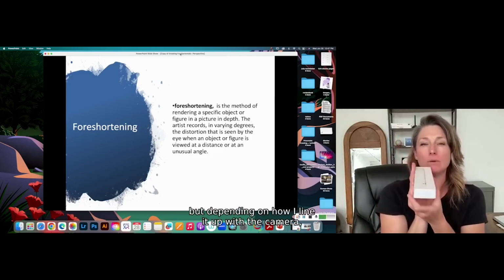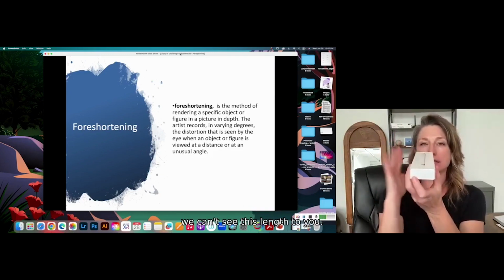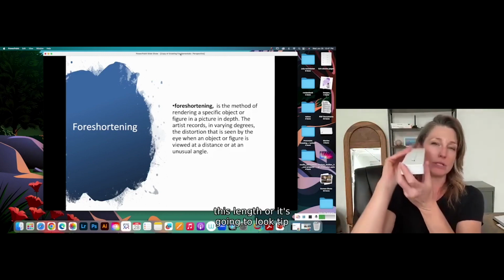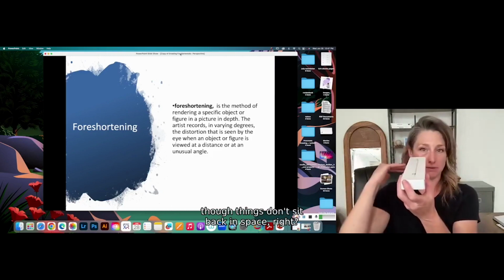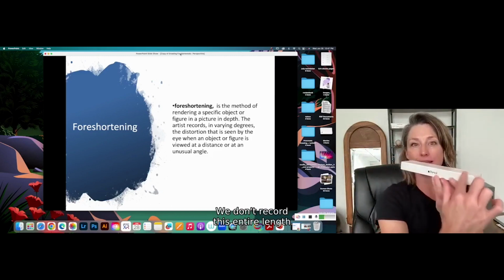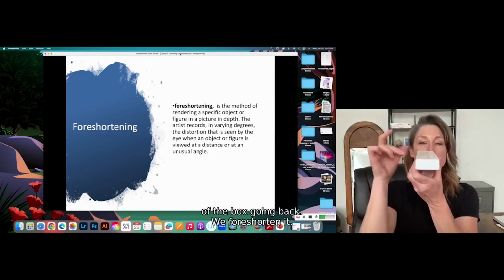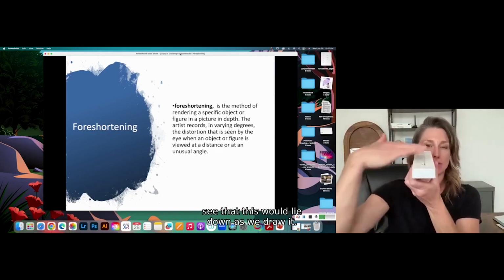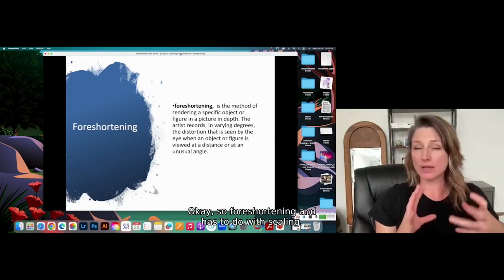But depending on how I line it up with the camera, we can't see this length. We're not going to record all of this length, or it's going to look tipped up or distorted, or as though things don't sit back in space, right? So there's a certain amount of foreshortening. We don't record this entire length of the box going back. We foreshorten it, we make it shorter, so that we can see that this would lie down as we draw it, okay? So foreshortening, and this also has to do with scaling.